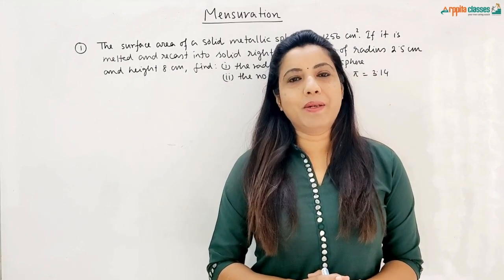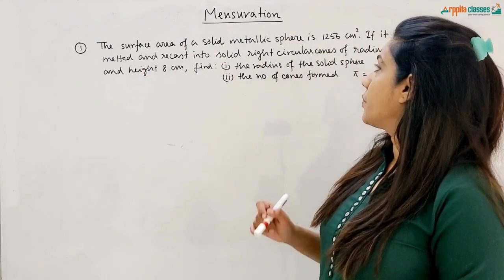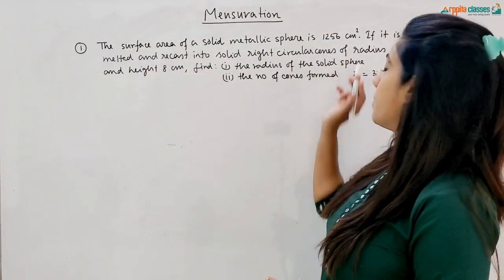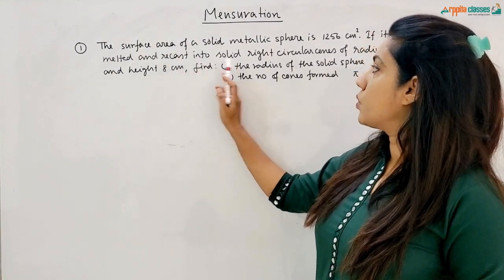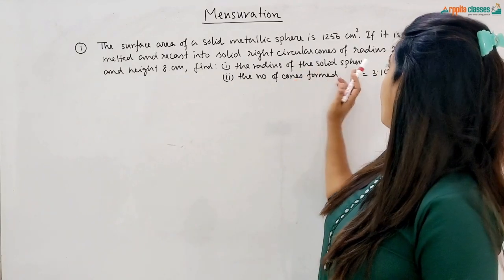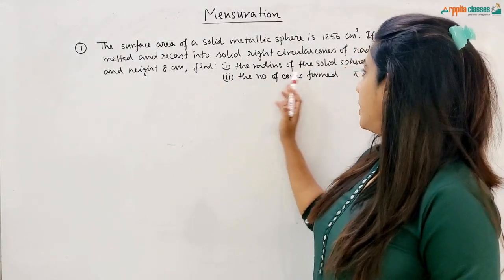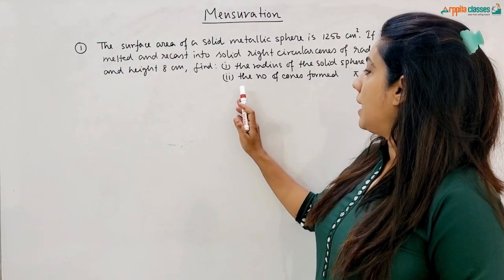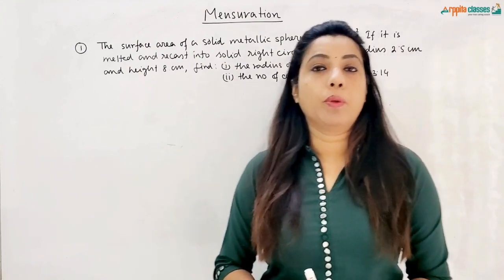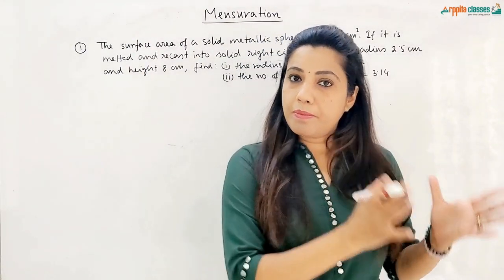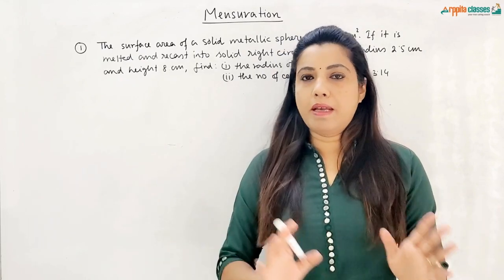Let's get started. The first question is: the surface area of a solid metallic sphere is 1256 centimeter square. If it is melted and recast into solid circular cones of radius 2.5 centimeter and height 8 centimeter, find the radius of the solid sphere and the number of cones formed. They have given the value of pi, that is 3.14. So whenever something is melted and recast into a new figure, the volume remains constant.